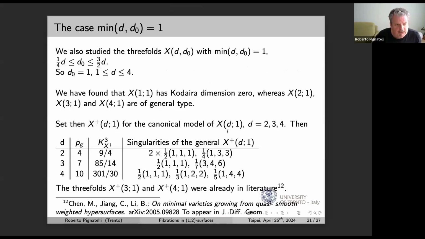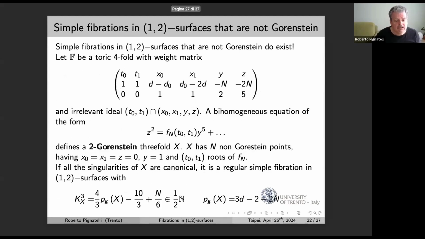Here I had a slide where the minimum is 1, where the canonical system is no more big enough, but we can still investigate the canonical models. There are a few cases, and we got 3 examples of threefolds with small volume. Two were already in the literature, in this paper by Meng Chen, Chen Zhang, and Li. And the third one, I think, I couldn't find anywhere.